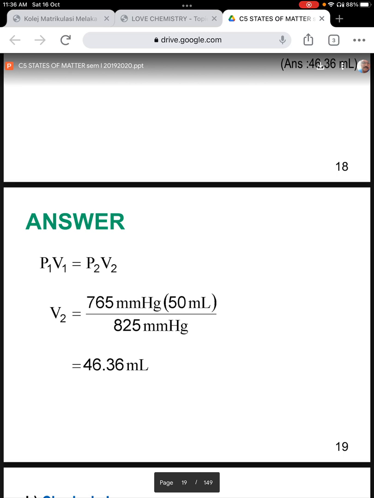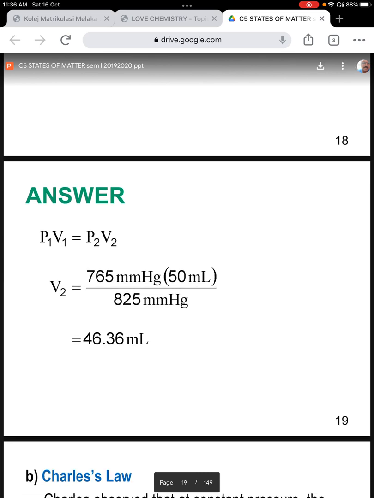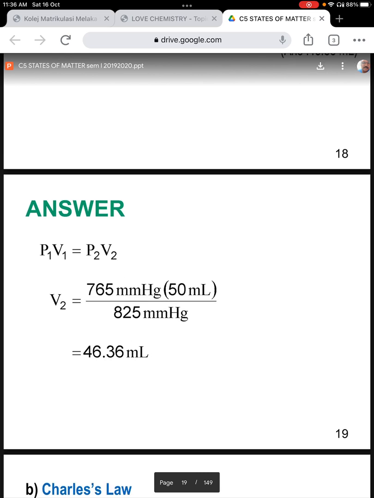Which I got 46.36 milliliters. I would like the students to calculate again. Maybe the answer given here could be wrong. Please recheck when you watch the video lesson.